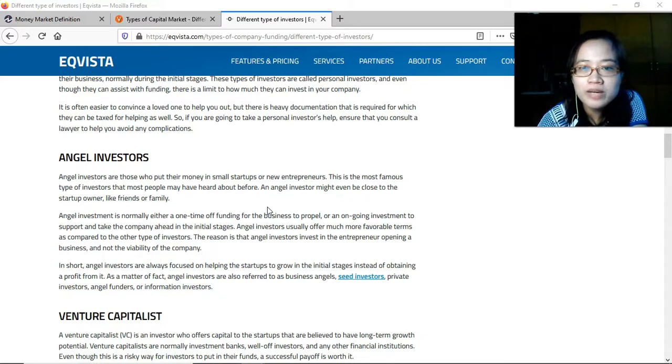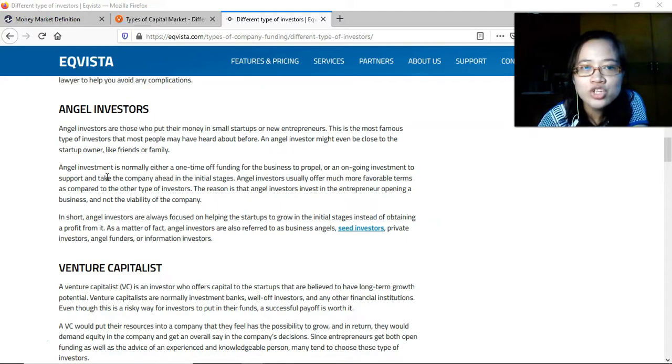An angel investor might even be close to the startup owner, like family or friends, not so much. Angel investment is normally either a one-time funding for the business to propel, or an ongoing investment to support and take the company ahead in the initial stages.